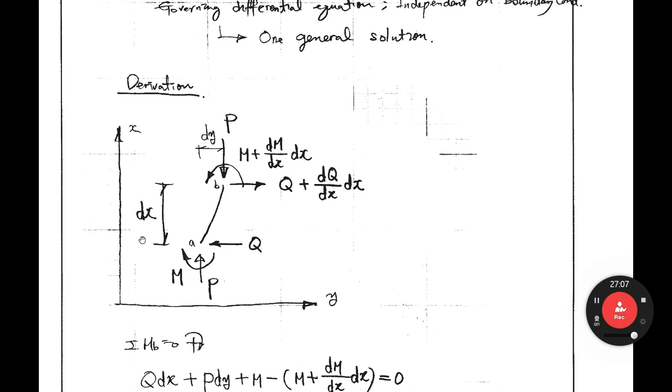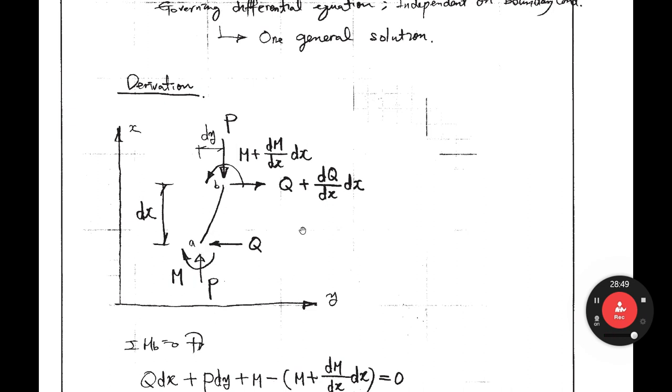the distance is dx, then we have Q plus dQ/dx times dx. There must be some difference in Q. How about moment? If there is distance here, then we also have M plus dM/dx times dx. There must be some difference in moment also. How about the P? The axial force at B is also P, because axial force equilibrium must be satisfied.